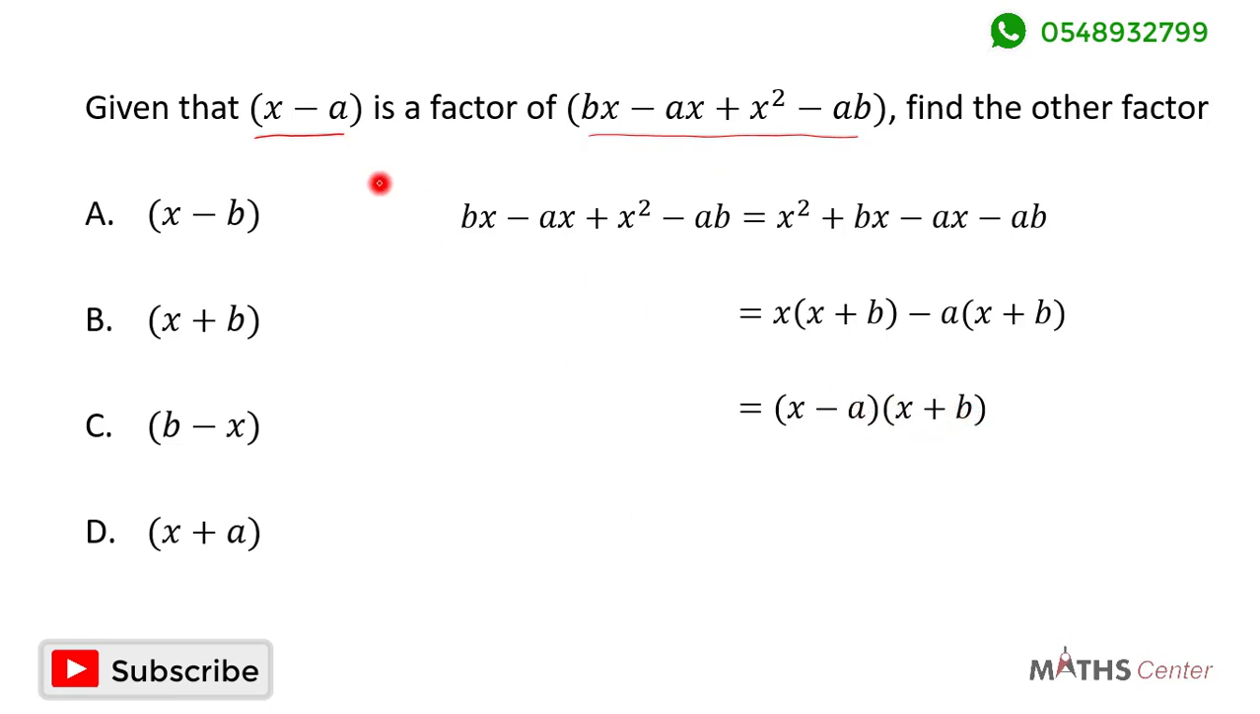The question told us that x minus a is a factor, so we already have that one here, x minus a. The other factor is x plus b. That is what we are looking for. So the other factor we are looking for is x plus b. When we look through the options, we can see that the correct option is b.